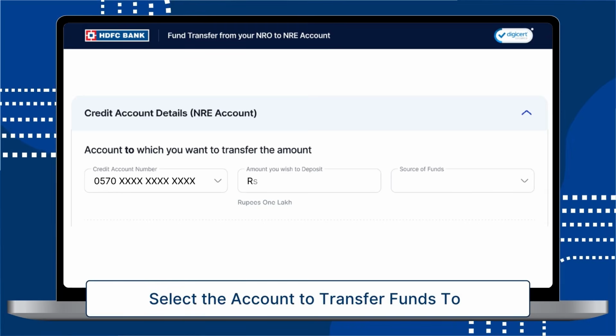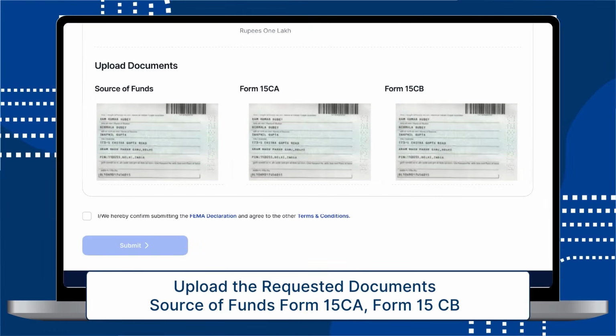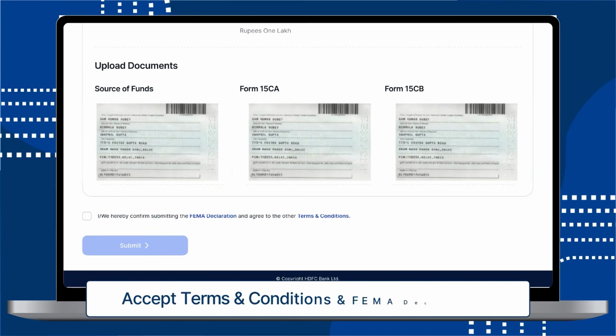You need to input the amount and select the source of funds from the drop-down. Now, upload all the requested documents. Then, review and accept the terms and conditions and FEMA declaration.